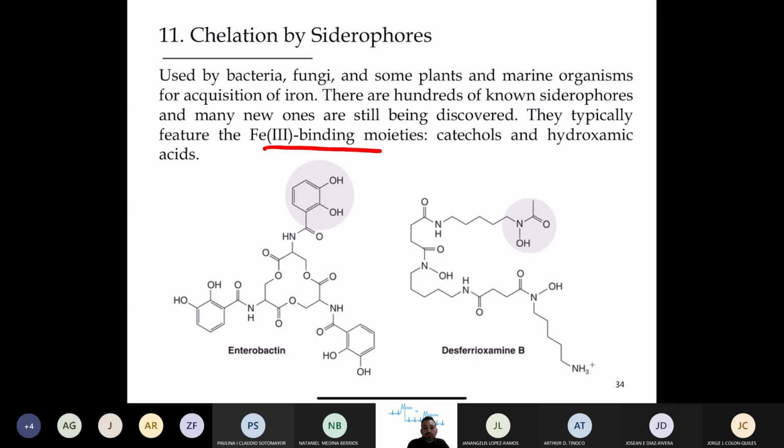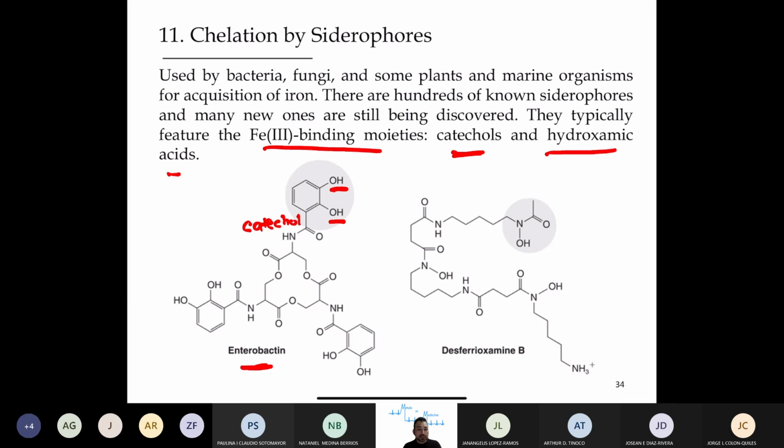Okay. So the two that are depicted in these molecules are catechol and hydroxamic acid. In the siderophore on the left, enterobactin, this is a very famous one. This particular siderophore has two major features represented here. It has a major moiety, which is the catechol moiety. So this is the catechol moiety here, and that is this characteristic functional group where you have these two adjacent OH moieties present.